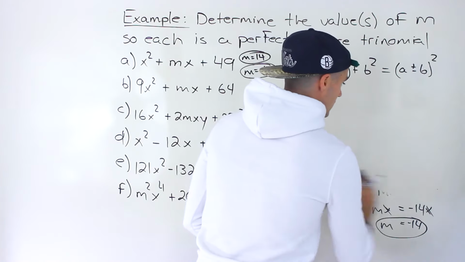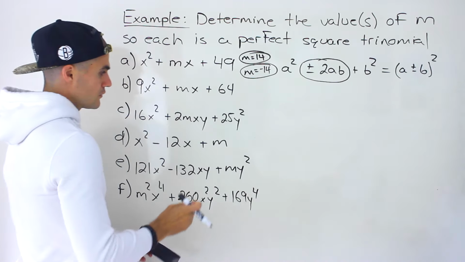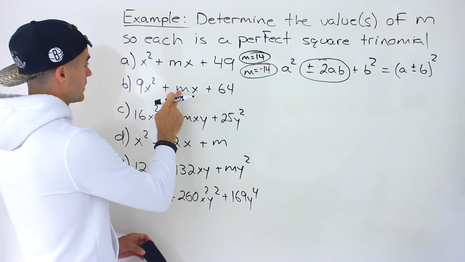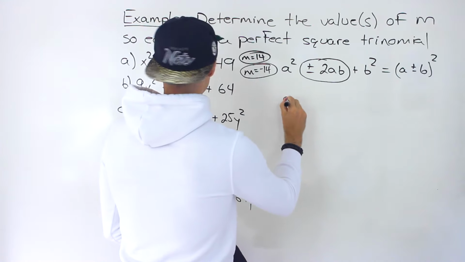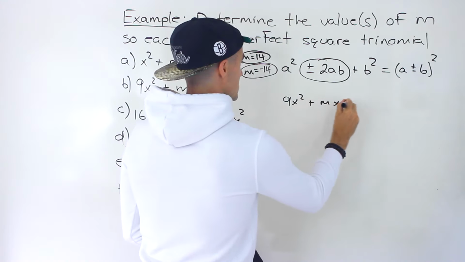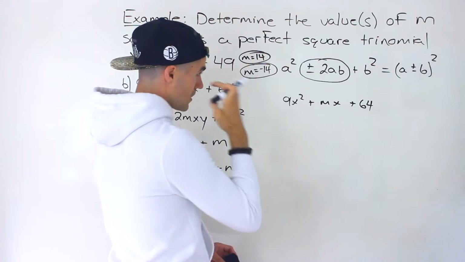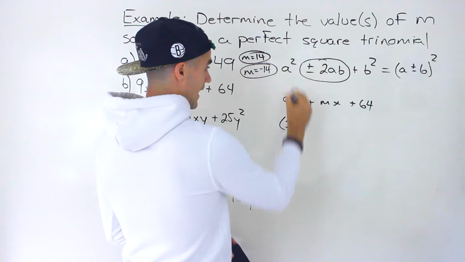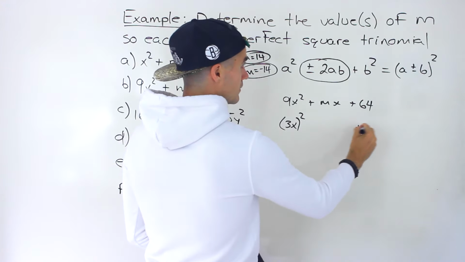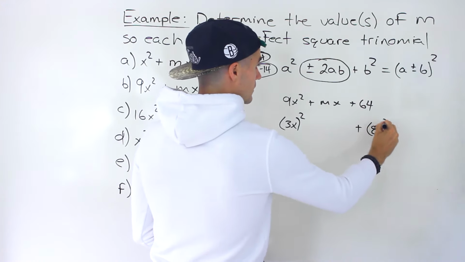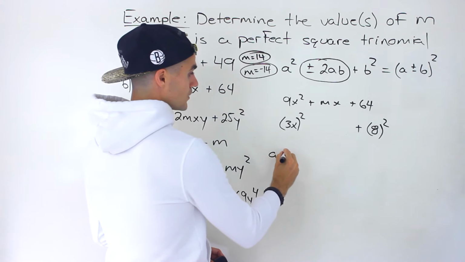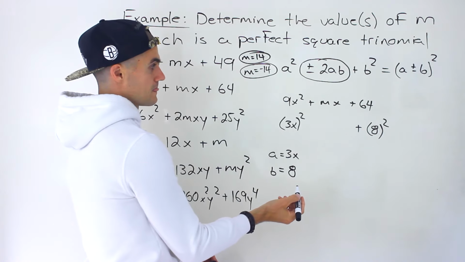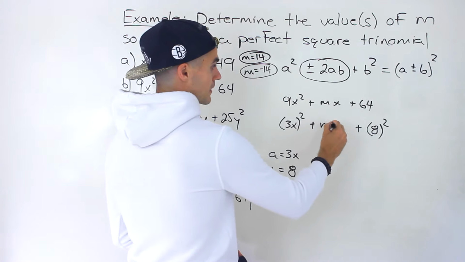That's the process, right? Again, sometimes it's going to be a little different because the m value might be on the ends, and we'll work with that as well. Here in this one, it's actually going to be in the middle again. So we got 9x squared plus mx plus 64. So same thing here. We want to rewrite the ends as a squared, something squared, and then b squared. So from here we could tell the a value is 3x, the b value is 8, like that, right? And then we have this plus mx over here.